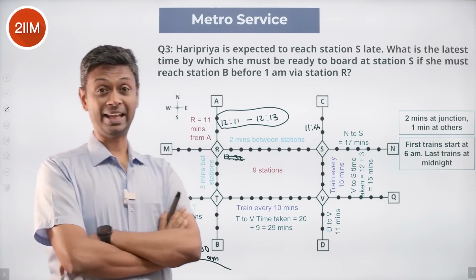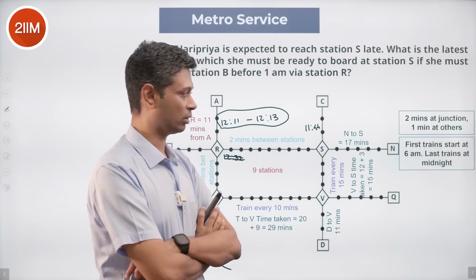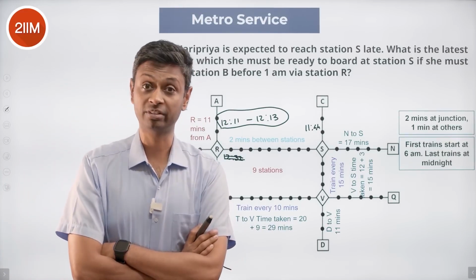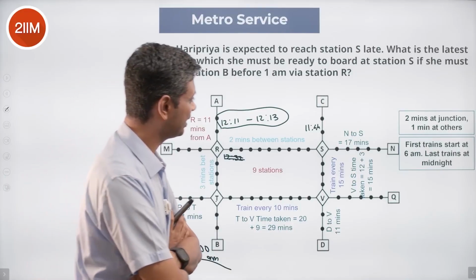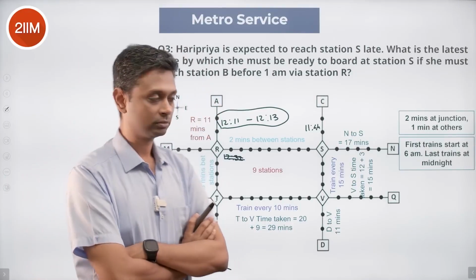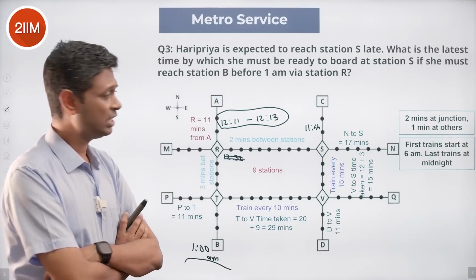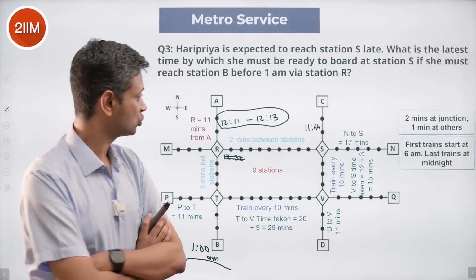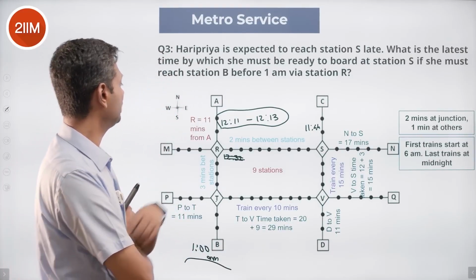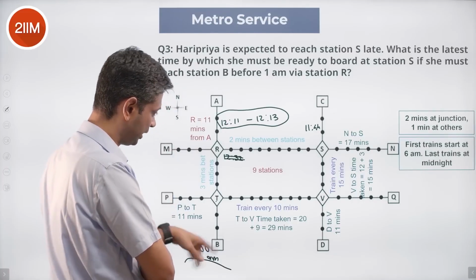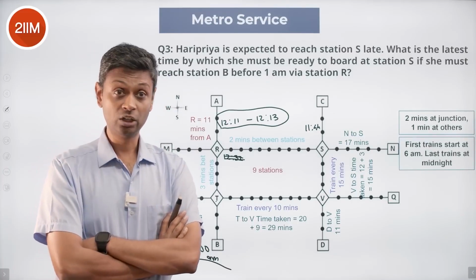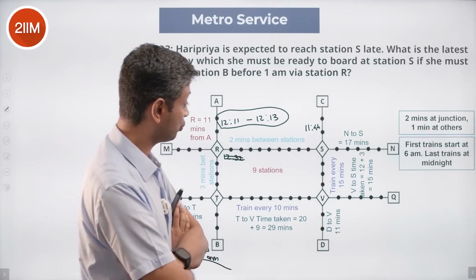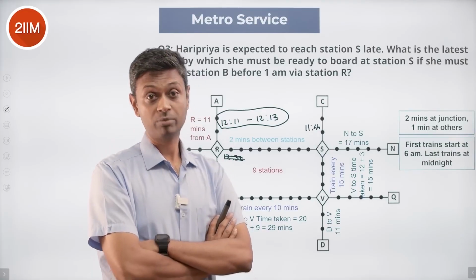If I board from here at 11:44, it leaves S at 11:44. Then I'm still covered because I leave at 11:44. 29 minutes I take, it will be 12:13. 16 plus 13, 29. At 12:13 it is about to leave from R. I can reach here. That's the last train leaving at R. So leaving at 11:44 from S, I'm still covered.